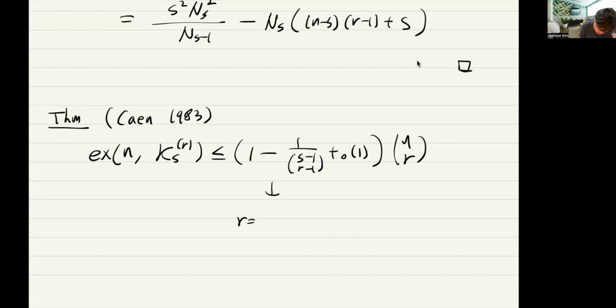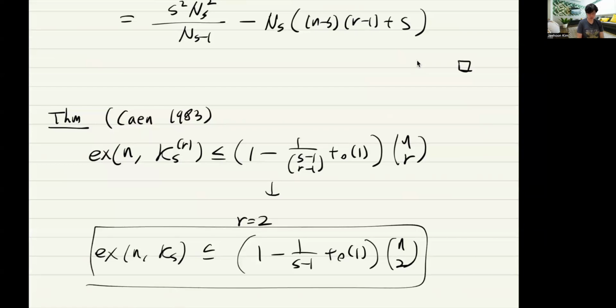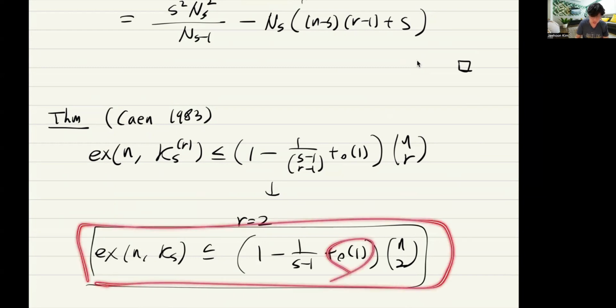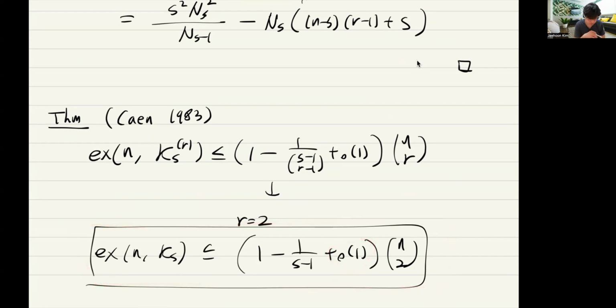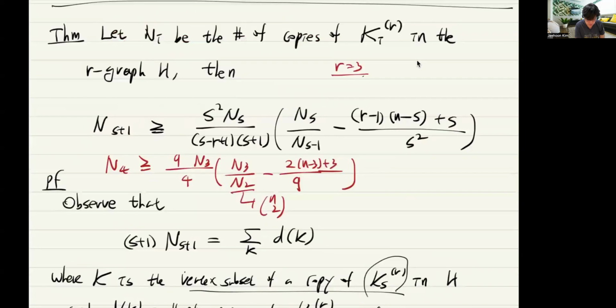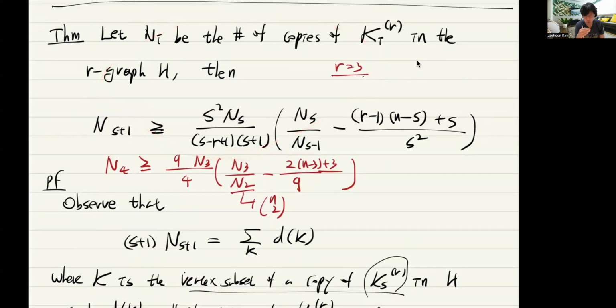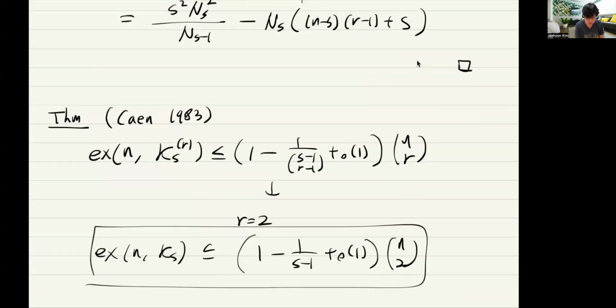What's this? When r equals 2, this provides this upper bound on the extremal number of the clique. And from Erdős–Simonovits, we know that this is tight, I mean, asymptotically tight up to this little o(1) term. And because of this, the graph lemma here actually provides a supersaturation. So if you are above the extremal number, then you have this many copies of the clique.